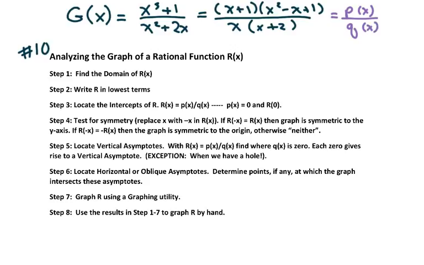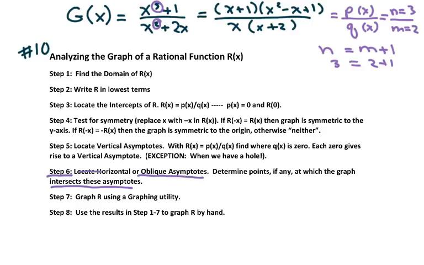And I'm going to go ahead and look at step 6 real quick. The degree in the numerator is greater than 1 higher than the degree in the denominator. So since the degree in my numerator is 3 and the degree in my denominator is 2, my n equals m plus 1, i.e. 3 equals 2 plus 1. Therefore, we have an oblique asymptote. All right? And we're going to have to determine if it intersects the asymptote later. But we do have an oblique asymptote. You only can have one or the other. You can't have both.